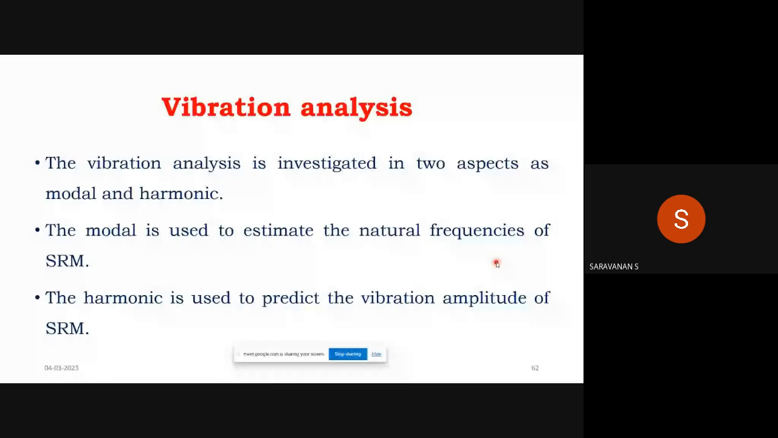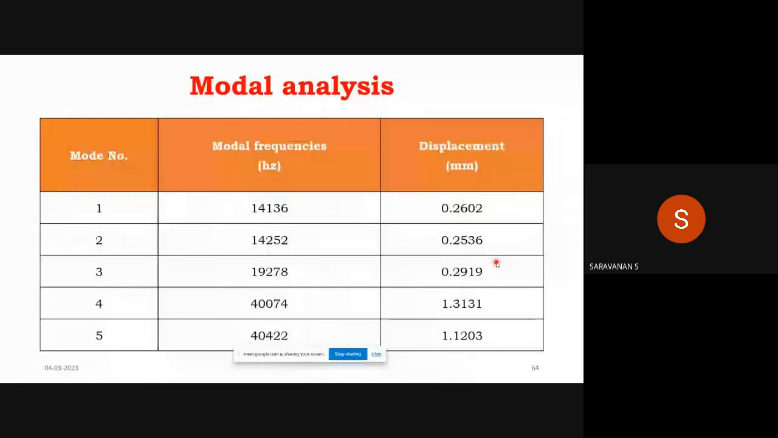In vibration analysis, the first step is modal analysis. In modal analysis, we take the analysis for four to five modes. Here the machine has taken five modes. In mode one, this is the frequency and this is the displacement. In mode five, this is the frequency and this is the displacement. You can see in mode four, the displacement is more, 1.3131. This is the maximum displacement in the analysis.